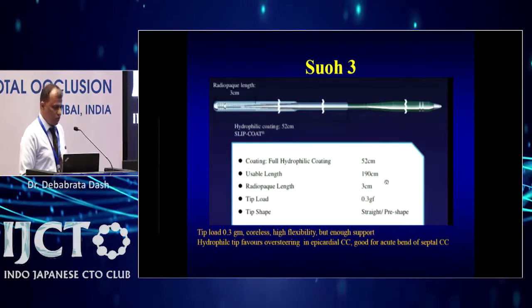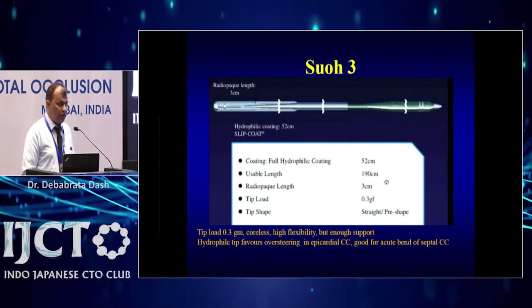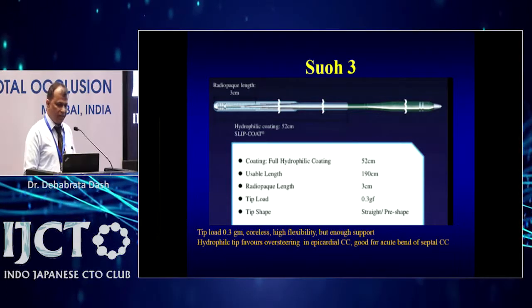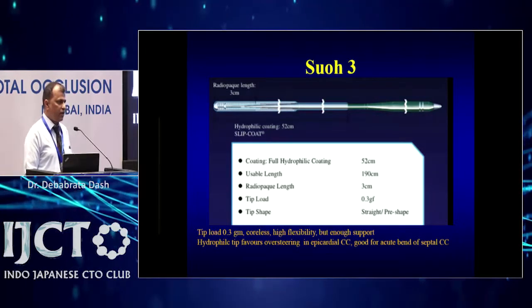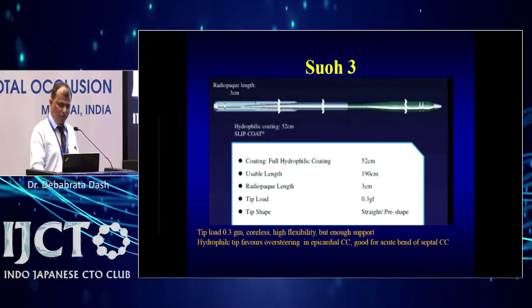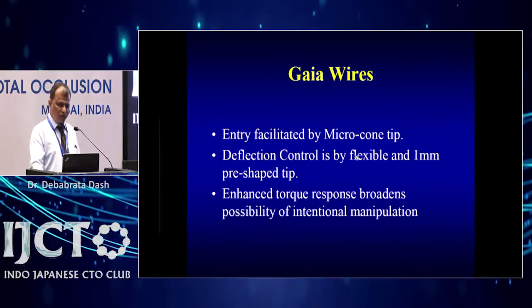Another important one is Suoh 3, that is very flexible, tip load is 0.3, but it has enough support. The hydrophilic tip favors rapid steering in an epicardial collateral channel. When the collateral is bumped, like what Dr. P.K. Goel showed you, there you can use Suoh 3, it's a very good wire.